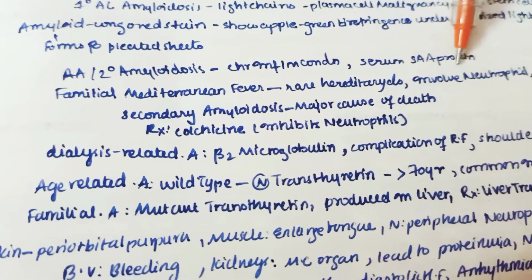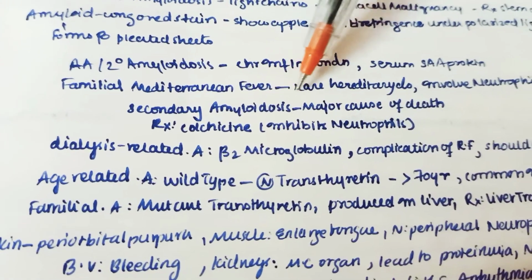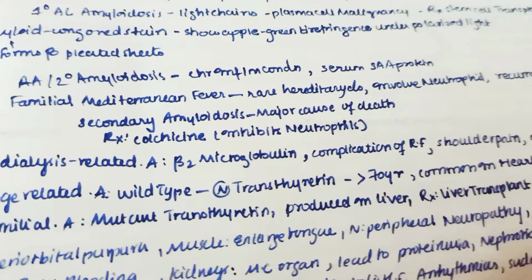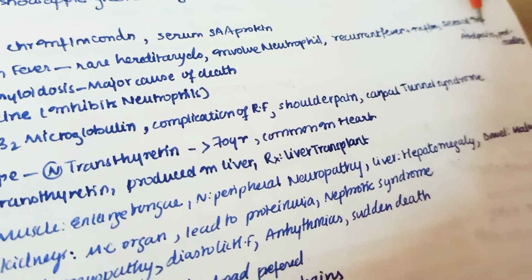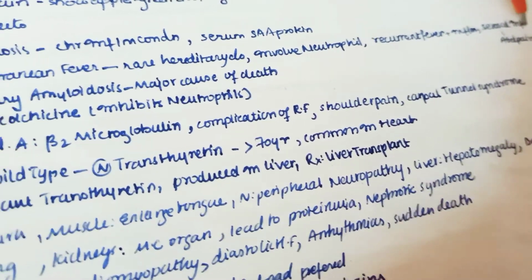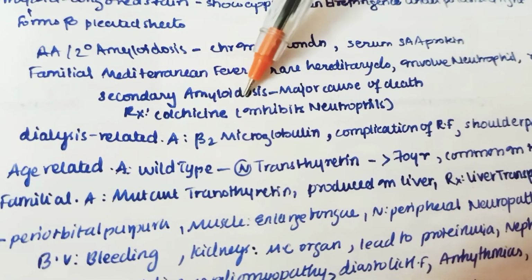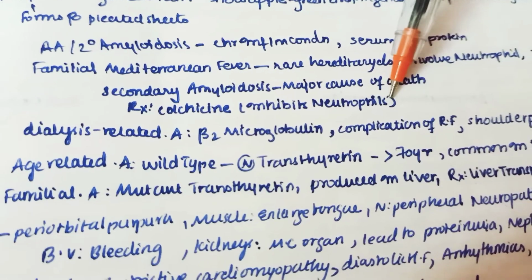Secondary amyloidosis is from chronic inflammatory conditions. Serum SAA protein is increased. Familial Mediterranean fever is a rare hereditary disease involving the neutrophils, with recurrent fevers, serosal inflammation, abdominal pain, and pericarditis. Secondary amyloidosis is a major cause of death. Treatment is colchicine, which inhibits the neutrophils.